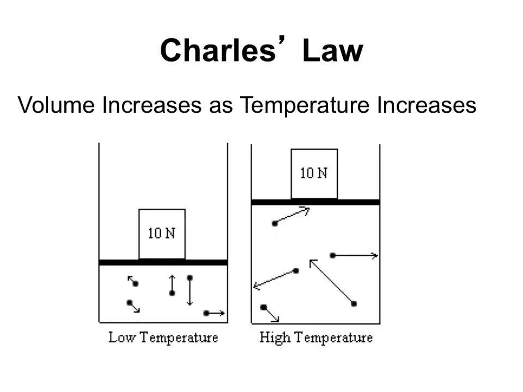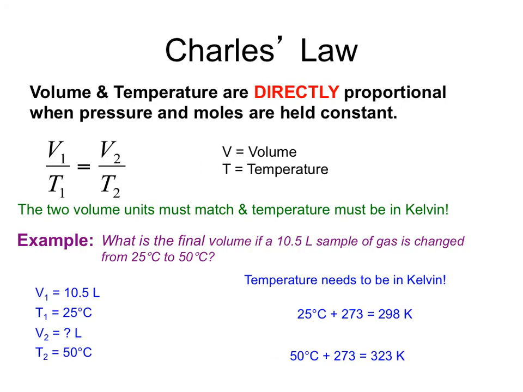We also learned about the relationship between volume and temperature, and you can see here that as volume increases, temperature also increases. And this is defined as Charles' law. You've seen this diagram before, and you can see that as long as we keep the pressure and the moles constant, if we increase the temperature, we're going to increase the volume of the gas. This is known as a directly proportional relationship, and once again, pressure and moles have to be held constant.